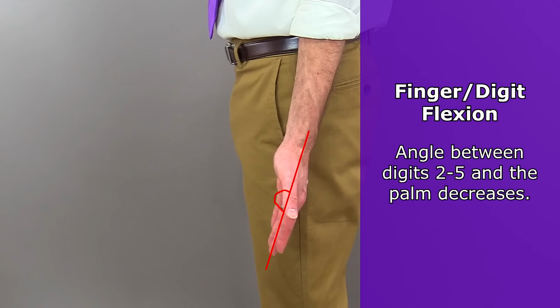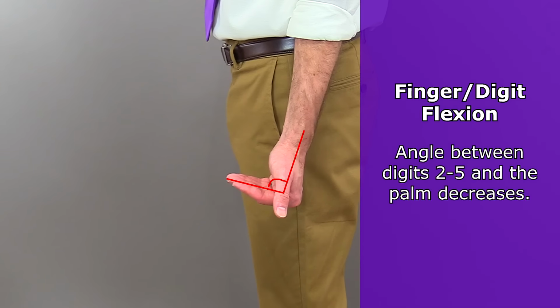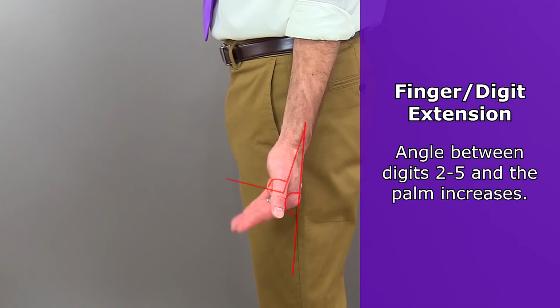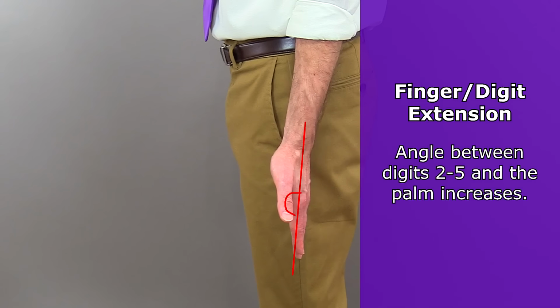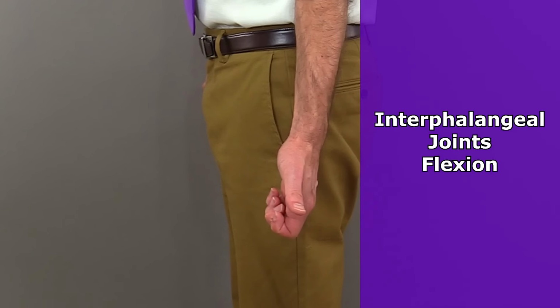Finger flexion occurs when the angle between the anterior surface of the fingers and the palm decreases, and when the angle between the fingers and the palm increases, finger extension occurs. Flexion and extension can also occur within the interphalangeal joints. Now, as you can tell up to this point, most of the movements with flexion and extension are going to occur within the sagittal plane, or parallel to the sagittal plane.